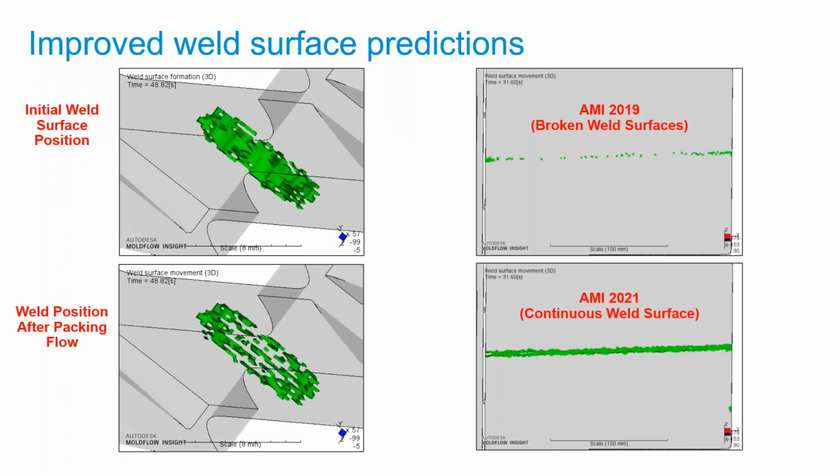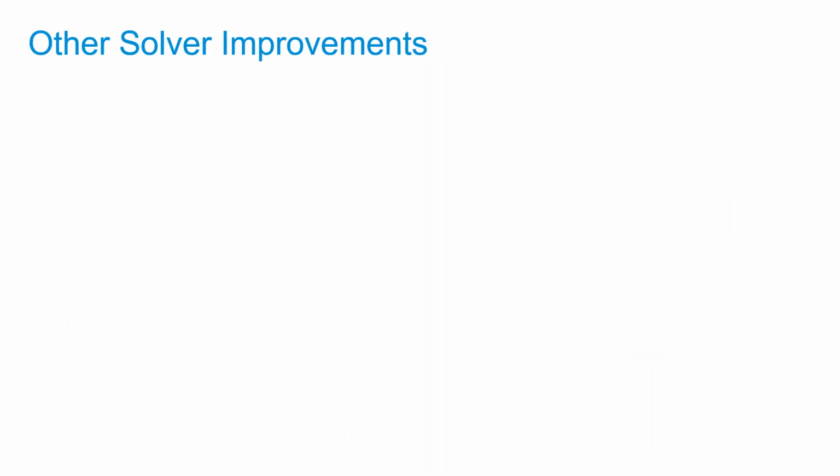Here's a look at some of the weld surface prediction improvements. So on the left here, we have the initial weld surface position shown there, and then we have the weld position after packing flow on the left. On the right, we see weld surfaces. For example, in 2019, there were broken weld surfaces. And if you do any work with structural analysis, passing weld line predictions on to do weld line strength calculations, this is a problem, broken weld surfaces. So now that's been corrected in 2021. We have continuous weld surface prediction there.